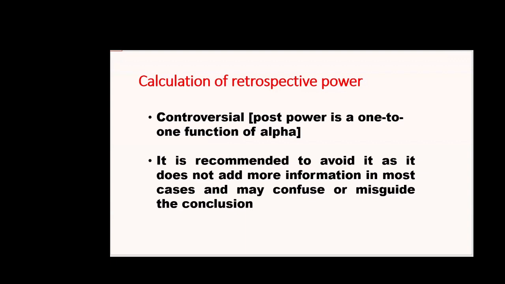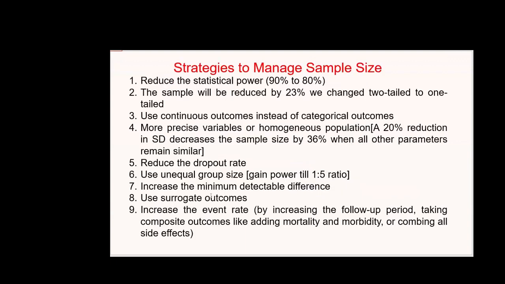There is another issue: how to reduce the sample size. Strategies to manage the sample size. There are different types, and some of them you already know. If we reduce the statistical power from 90 to 80%, there is a reduction in the sample size. The sample size is reduced by 23% if you change from two-tailed to one-tailed. But if you change from two-tailed to one-tailed, you have to defend that, since it goes in only one direction. If you are not sure about that, go for the two-sided.